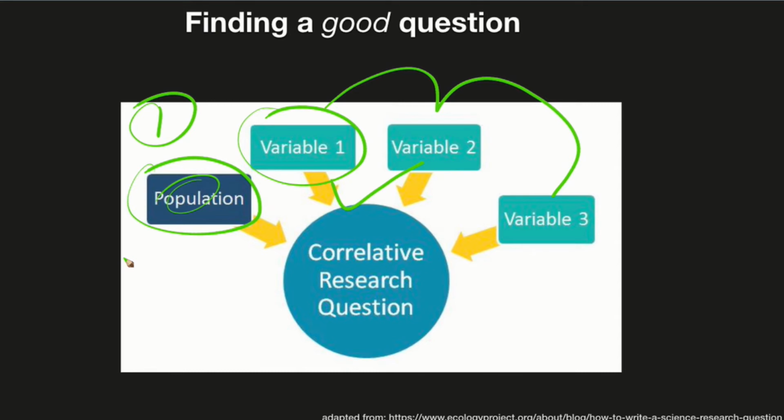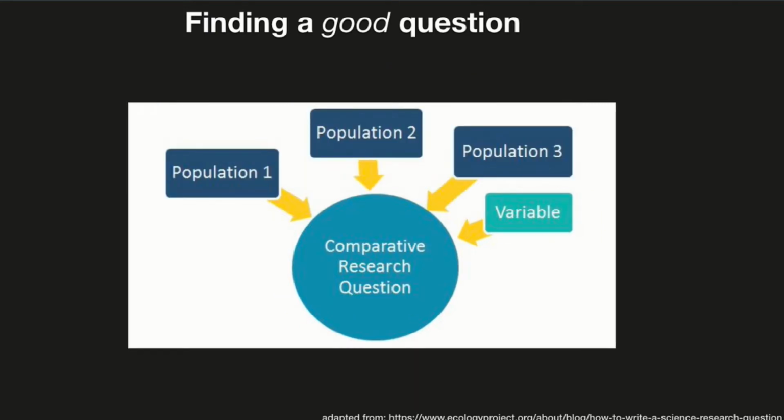We looked at a population of cars, for example, several weeks ago, and looked at the correlation between two different variables, weight and miles per gallon. And so that's a correlative type of research question, and you can do that with just about anything. Okay, and so the third type is more of what we would call a comparative research question. And this is kind of the opposite of correlative.